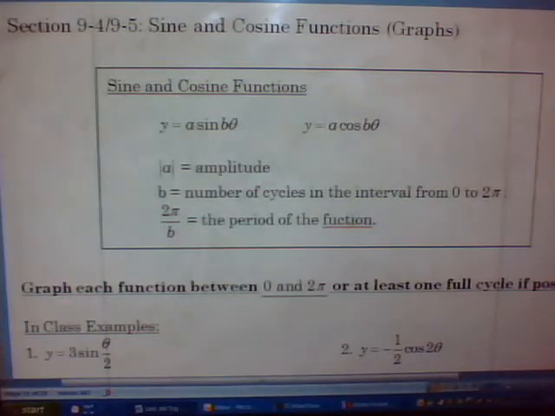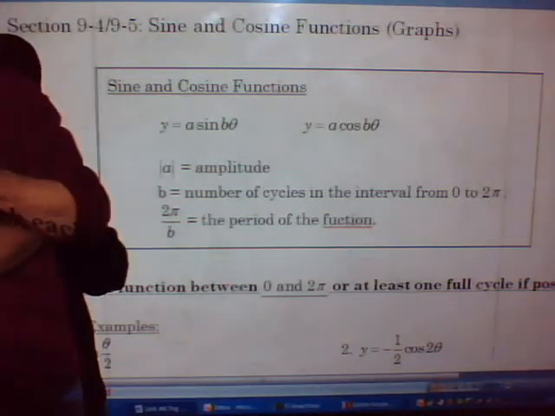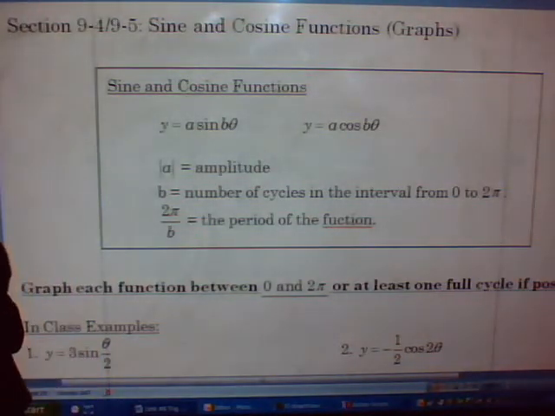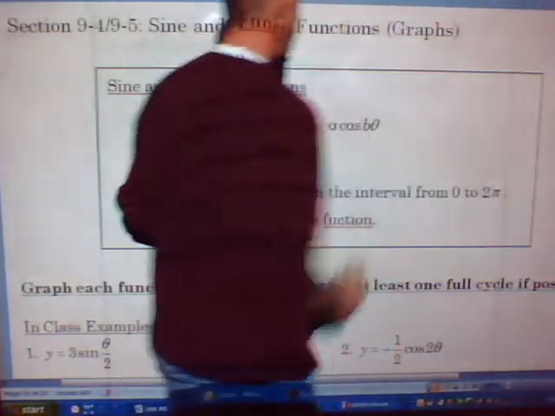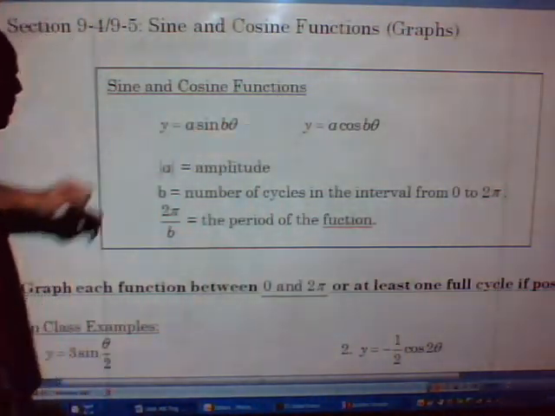All right, so in this lesson today, we're going to actually do the graphs of sine and cosine functions. We're going to actually do them from scratch. Okay? So we're going to use the equations of sine and cosine.